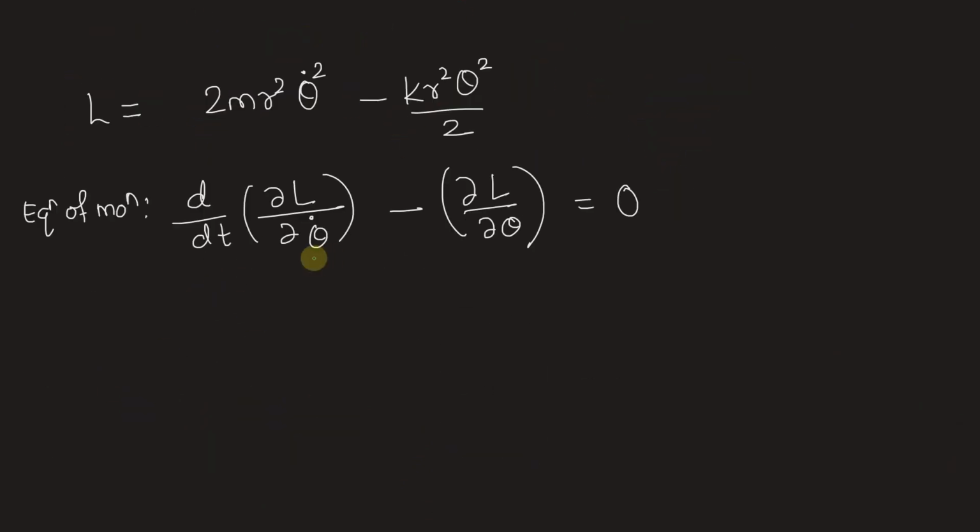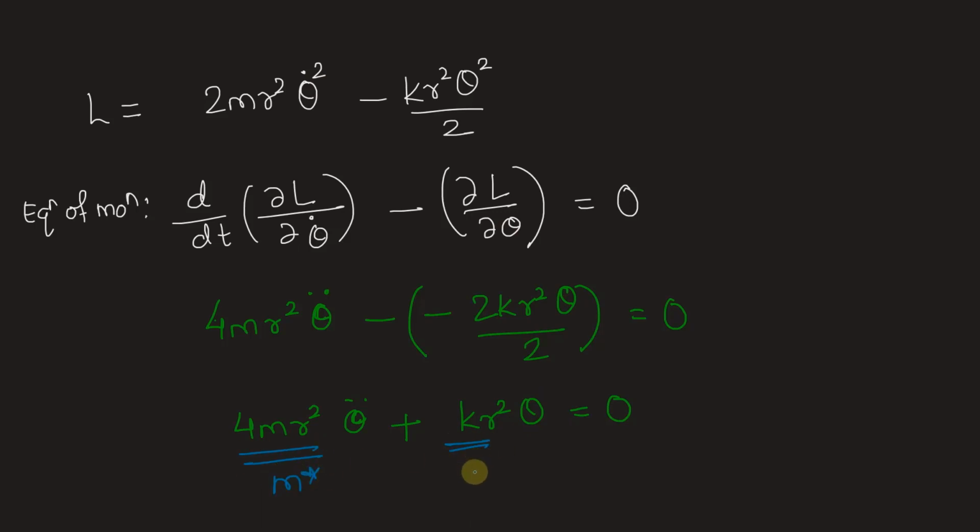So let's put L. By differentiating first with respect to theta dot, we get 4 m r square theta dot. And then when we differentiate it with respect to time, we will get 4 m r square theta double dot minus differential of potential energy with respect to theta will give us minus 2 k r square into theta by 2 is equal to 0. So we get the differential equation 4 m r square theta double dot plus k r square theta equal to 0.